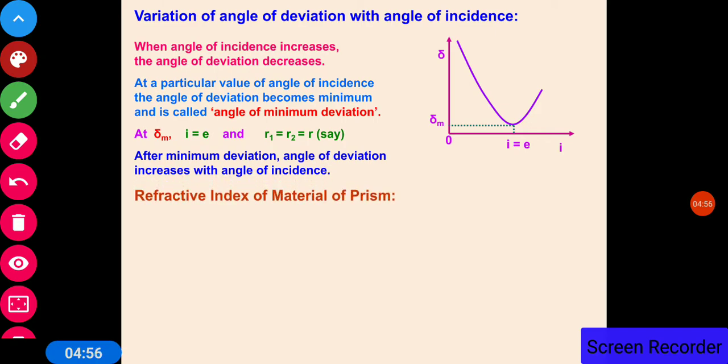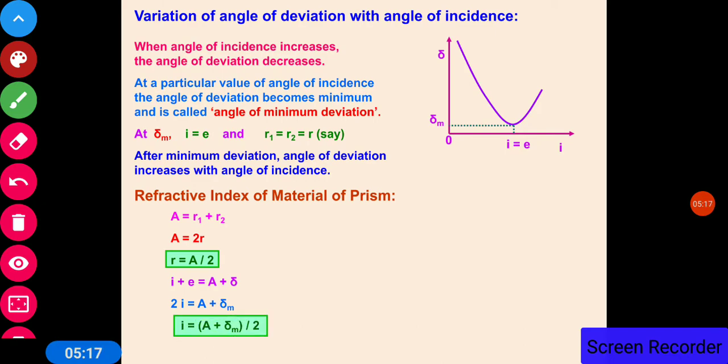Using this, we can find out the refractive index of the material of the prism. We know that A is equal to R1 plus R2 and R1 is equal to R2 is equal to R. So A is equal to 2R and R is equal to A by 2. Also I plus E is equal to A plus del. I is equal to E, so we can write 2I is equal to A plus del M, or I is equal to A plus del M upon 2.